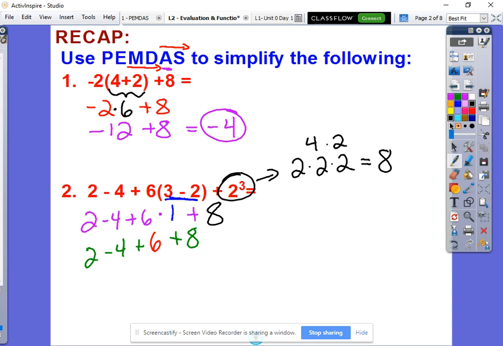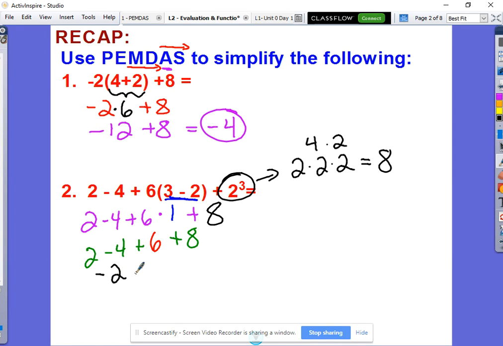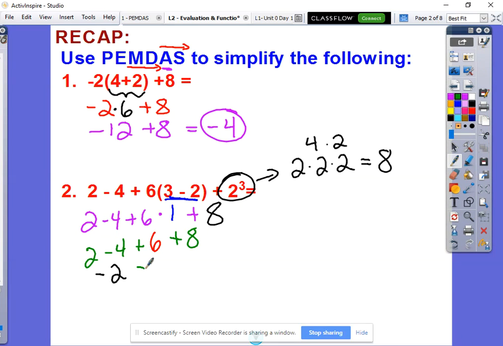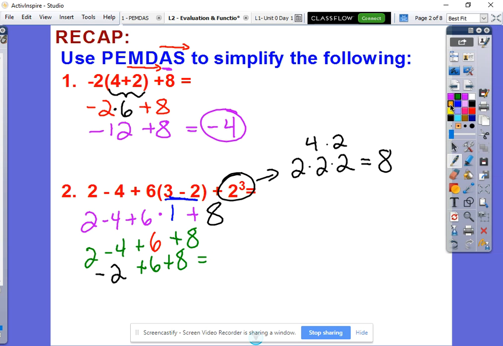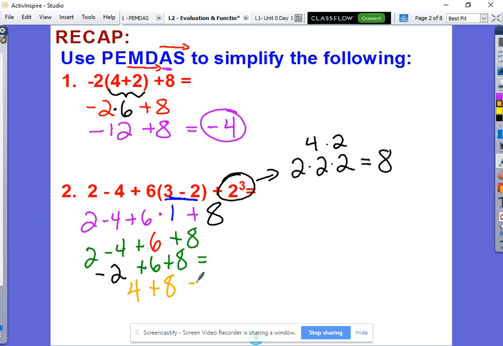And to finish it out, now we simply add and subtract from left to right, which means we have to start over here and then slowly make our way to the right-hand side. So to do that, we're going to start by subtracting 2 minus 4. 2 minus 4 gives us negative 2. Then just rewrite everything else that was still there. So the plus 6 plus 8. So now from there, we're going to combine negative 2 and positive 6. So negative 2 plus 6 leaves us with 4. So 4 plus 8, that's our final piece. 4 plus 8 gives us 12.